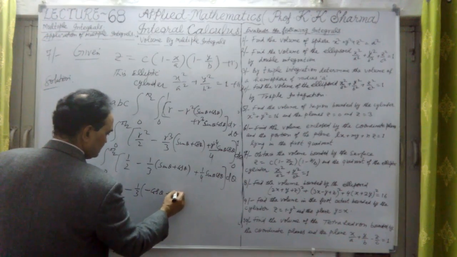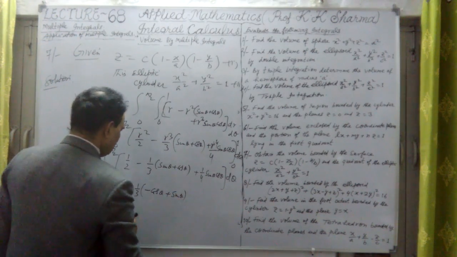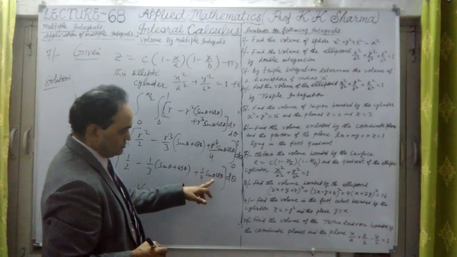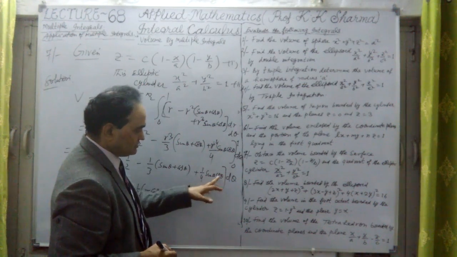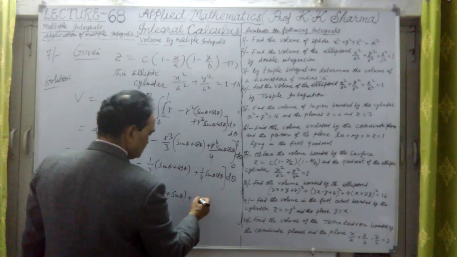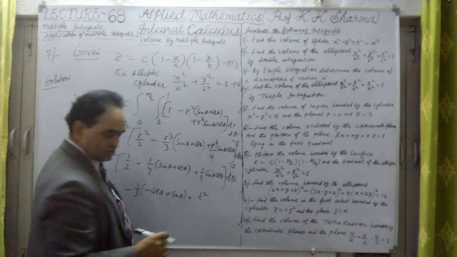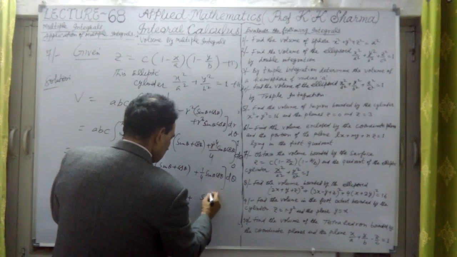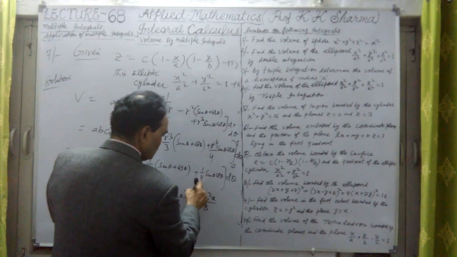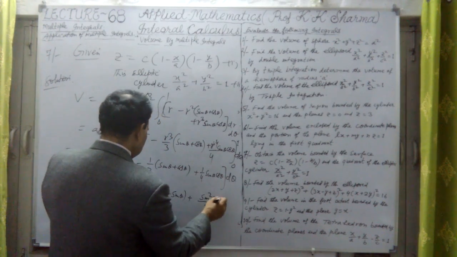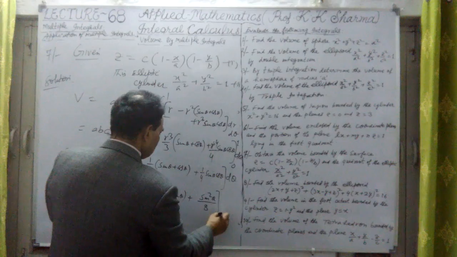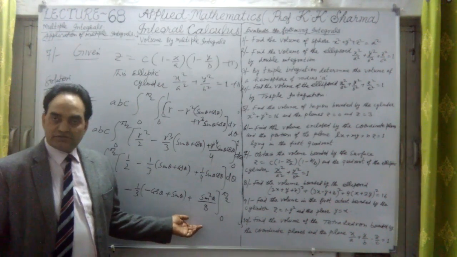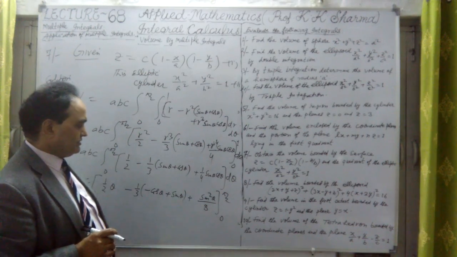This cos theta is sin theta, positive integration. Now here, suppose sin theta is t, cos theta d theta is dt, so that means t square upon 2. We are taking t as sin theta, so it will be sin square theta upon 2, into 4. This is the integration, with limits 0 to pi by 2. Okay, all the integration is done, complete integration.